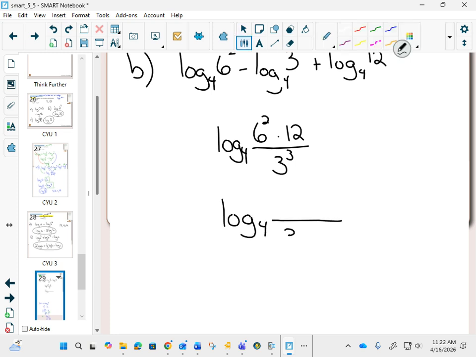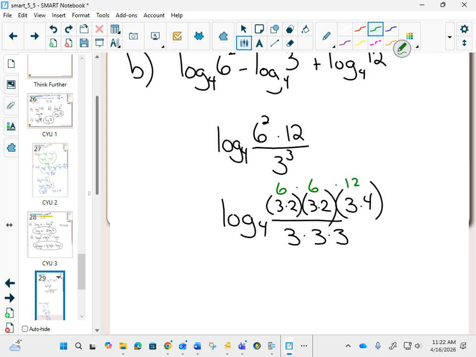Right, what am I going to have on the bottom? We have 3's. So in order for those 3's to cancel out, I'm going to need 3's on the top. I have 6 times 6, which is 3 times 2. I put them in brackets like that so you could still see the 6 times 6. And I'm going to put the 12 as 3 times 4. I'm going to keep that in brackets too. So you can really see this was 6 times 6 times 12. I broke that up now.